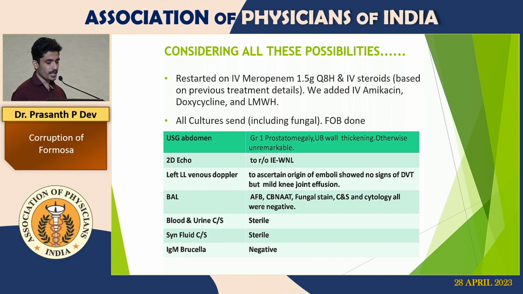A left lower limb venous Doppler was done to ascertain any origin of emboli, but showed no signs of DVT, only a mild knee joint effusion. Bronchoscopy was done, and BAL was sent for AFB, CBNAAT, fungal stain, culture and sensitivity, and cytology, which all came to be negative. Blood and urine culture sensitivity were sterile. Synovial fluid was aspirated and sent for culture and sensitivity, which was also found to be sterile. IgM brucella was sent to rule out brucellosis, which was also negative.